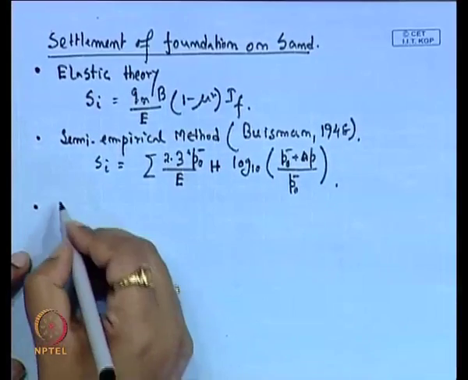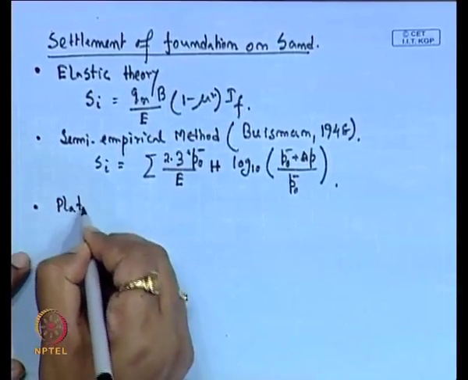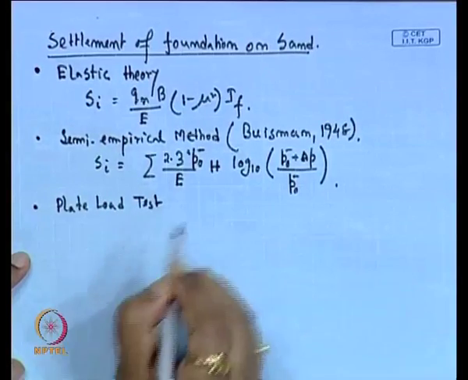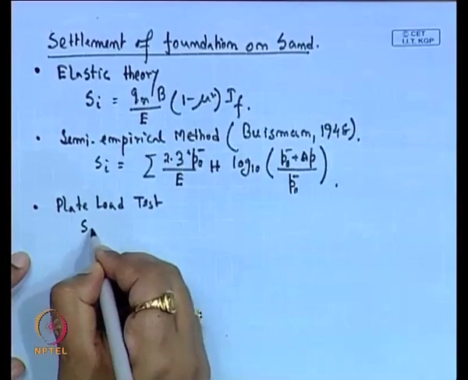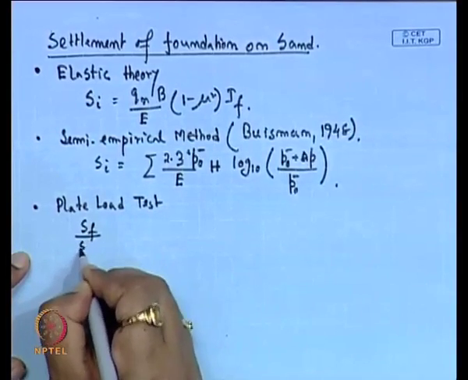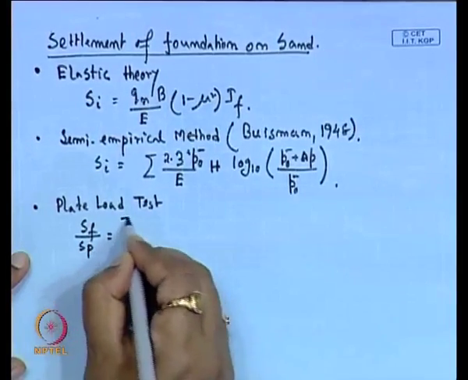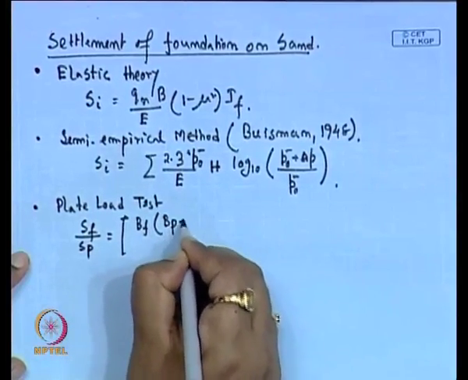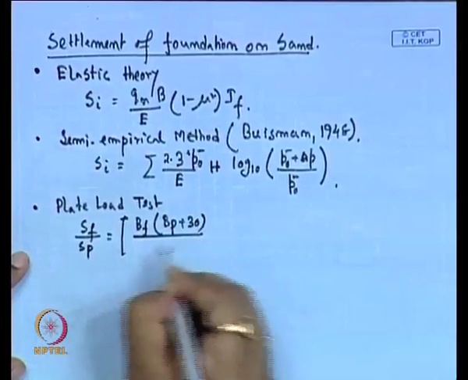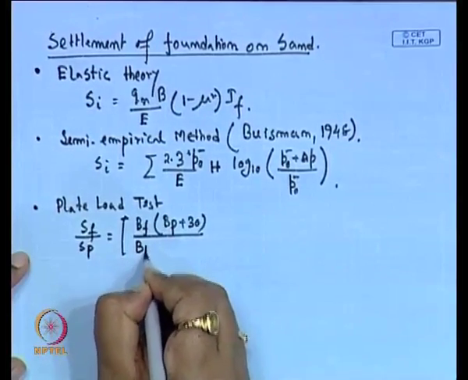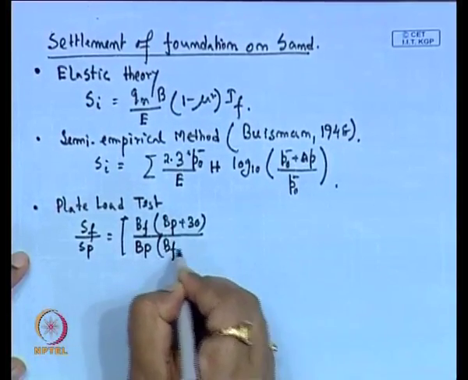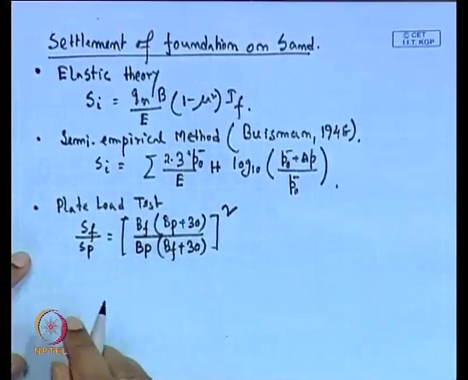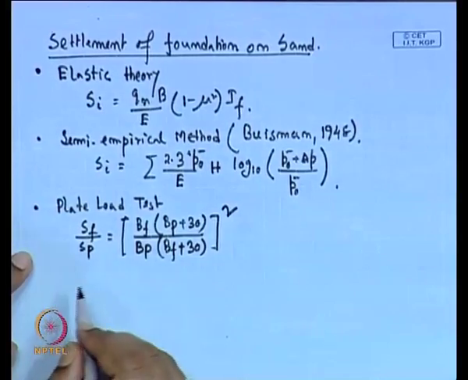Next one is the plate load test, where we use the expression S f by S p equal to [B f (B p plus 30)] divided by [B p (B f plus 30)] whole square. This is for granular soil.